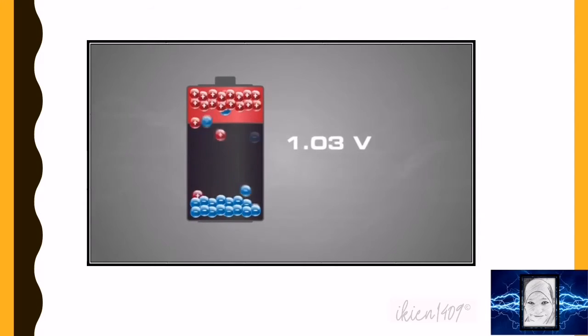Electromotive force is a potential difference measured in volts. The symbols commonly used for electromotive force are E or V. The potential difference in charges is what forces electric current to flow.